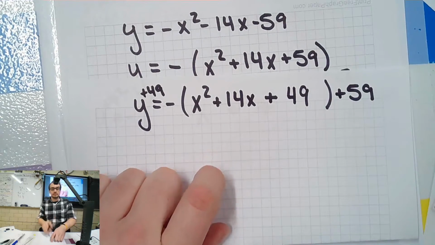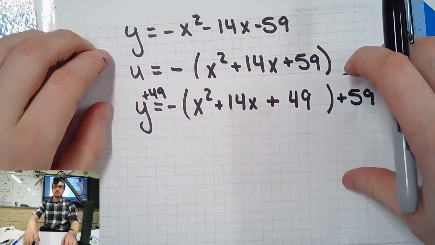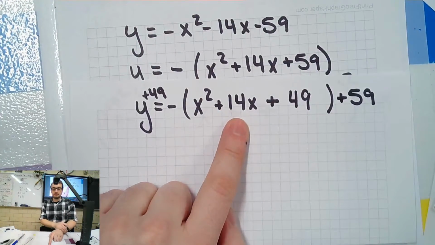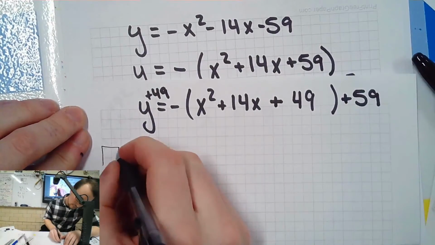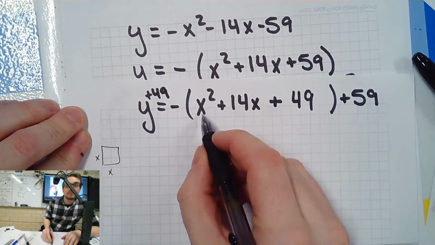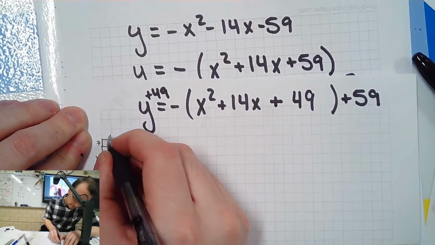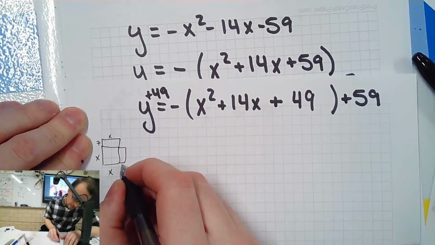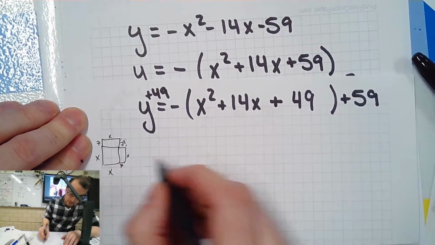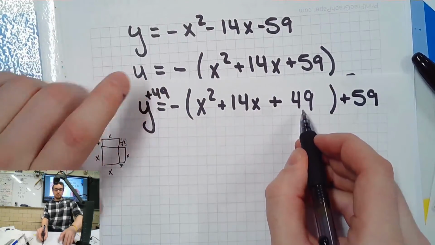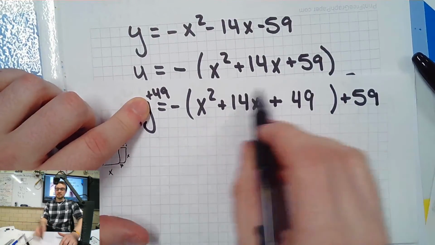Wait, it was x plus 7. I divided 14x by 2, but there's no x by 7. When we make our rectangle, we have x by x. Then we have 14 cut in 2, which is 7 by x. And how big is the remaining piece? 7 squared, which is 49. So we have to add 49 to both sides. We have to complete the square by adding 49 to both sides, and now that's a complete square.